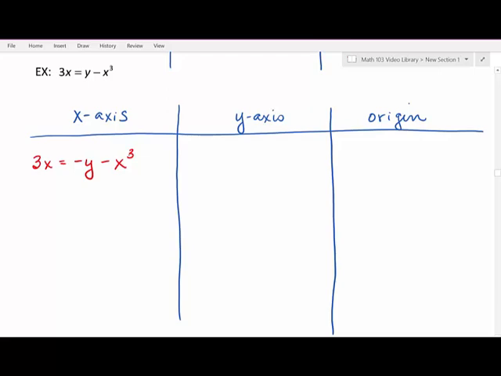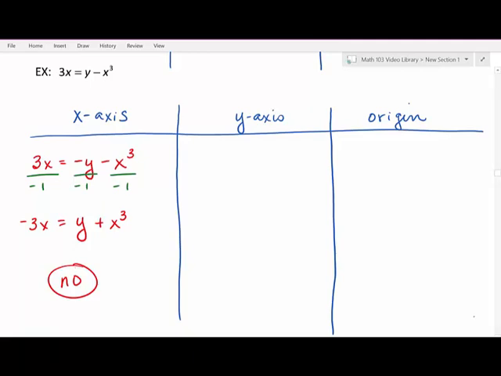There's not much cleanup to do here. That negative y isn't raised to a power inside an absolute value, so I can't simplify it in that way. Try dividing all my terms by negative 1. Doing that, we get negative 3x equals y plus x to the third. We compare this with the original. It's not the same as the original. So the graph of this equation will not display symmetry with respect to the x-axis.